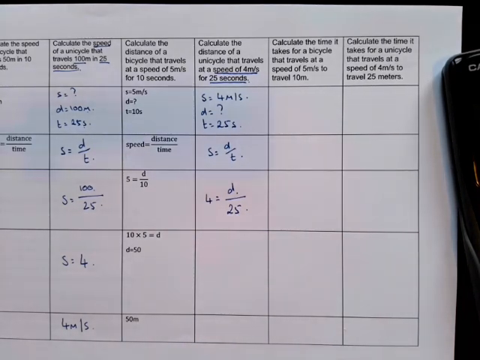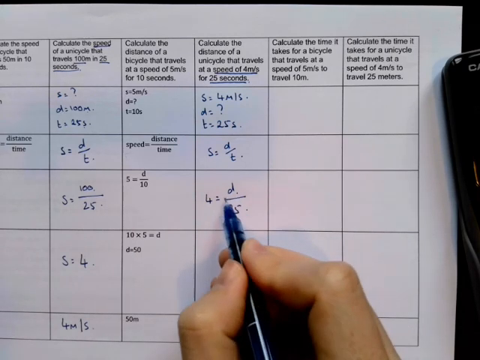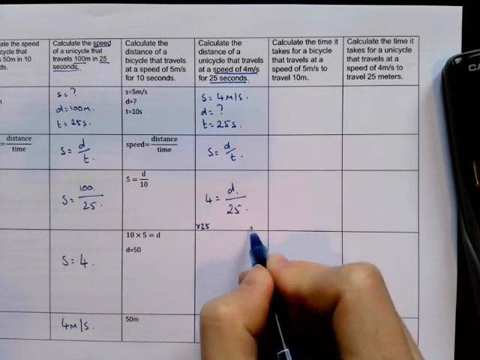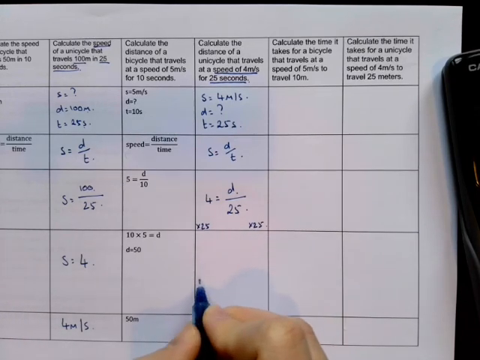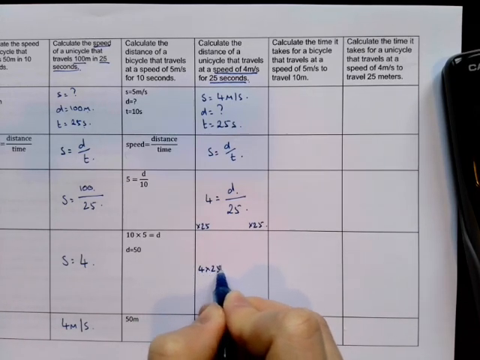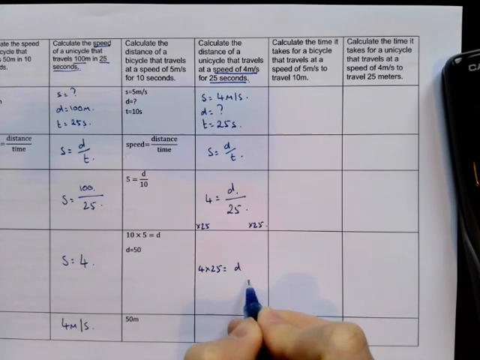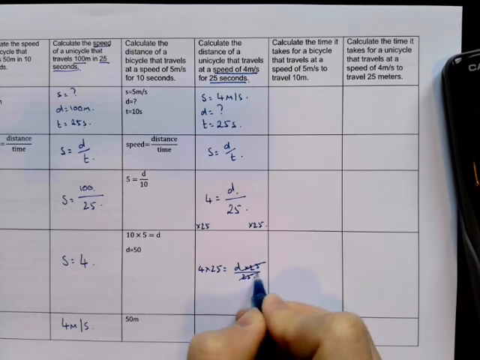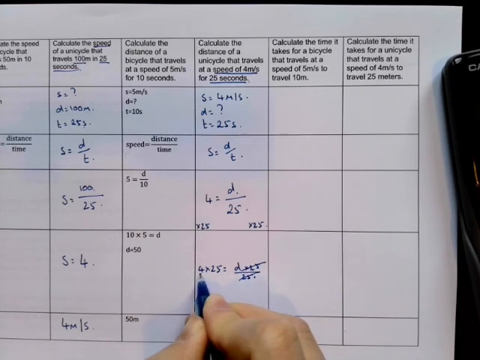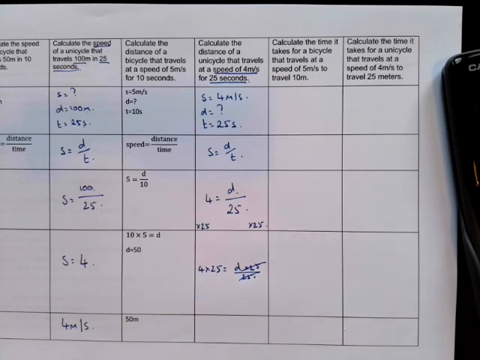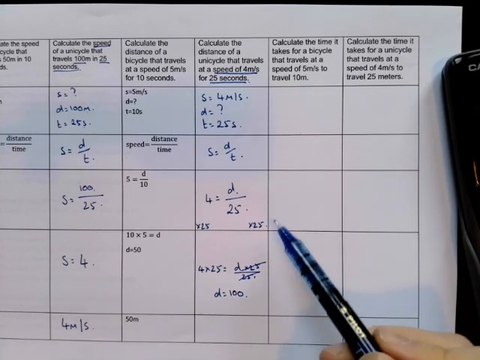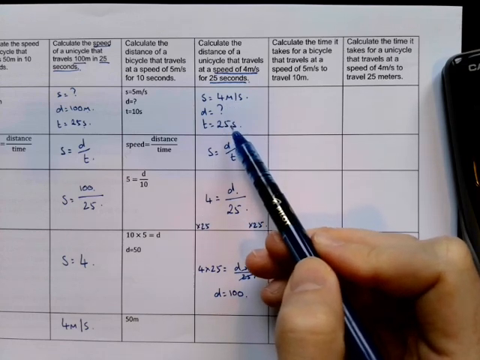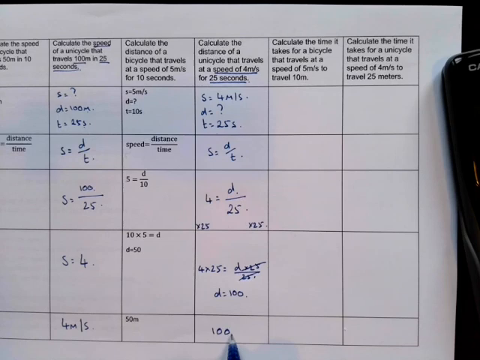Now I'm going to rearrange it. How do I rearrange it? Well, to get D, I'm going to need to times this side by 25 and times this side by 25. So I get 4 times 25 equals D times 25 divided by 25. Those cancel, so I'm left with D equals 4 times 25. So I get D equals 100. My speed is in meters per second, my time is in seconds, which means my distance is going to be 100 meters.